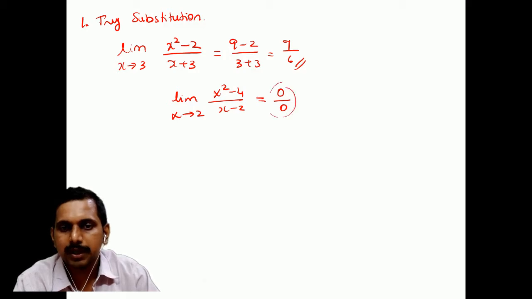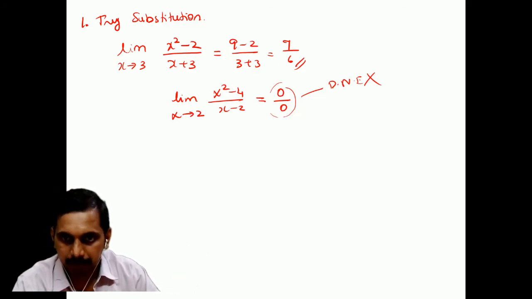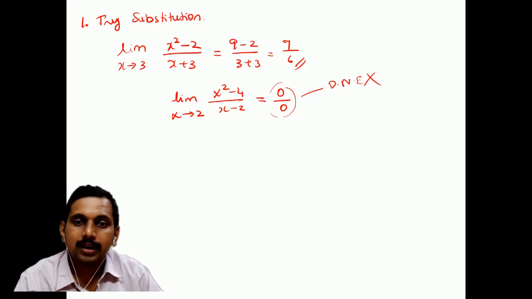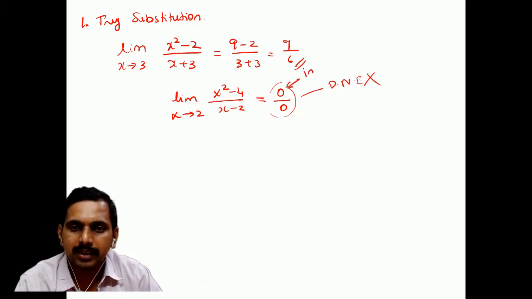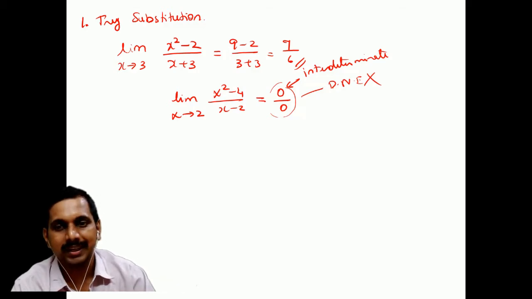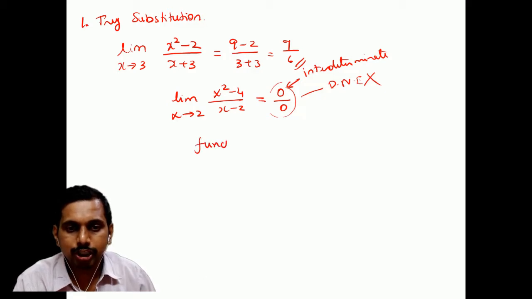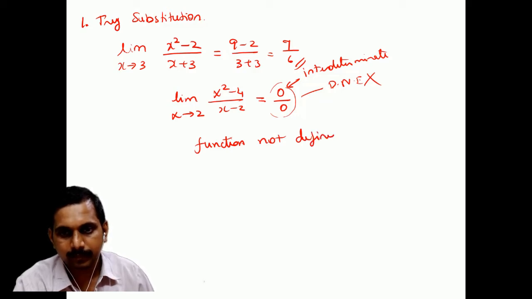Now this does not mean the limit does not exist. This is not the case. Don't think that this does not exist. It means that this is indeterminate, meaning the function is not defined at that point. It is a hole there. It is not that the limit is not defined. Get the difference between function not defined and limit not defined.